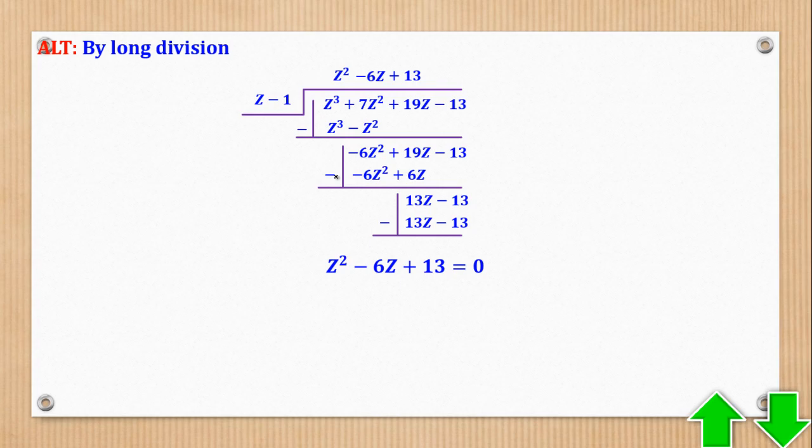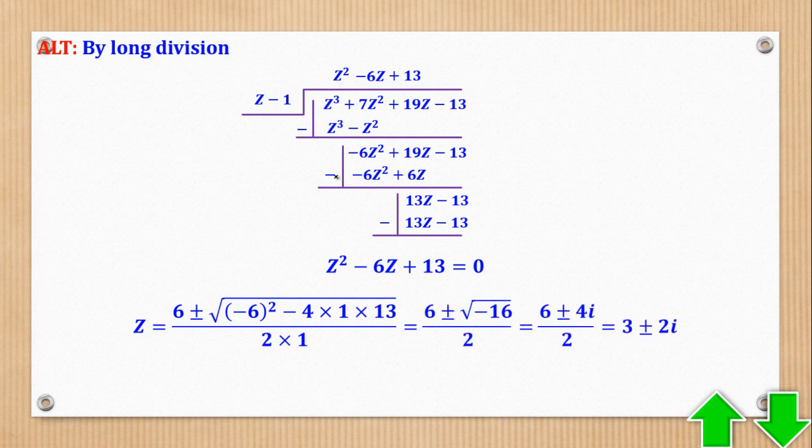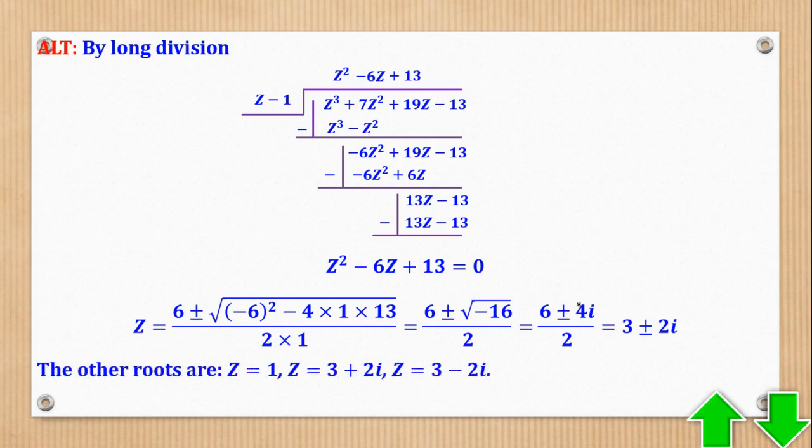Now what are the other roots for this? For the other roots you can use the quadratic formula. We prefer the quadratic formula because factorizing is not so easy. I think you will see even here we got complex roots. Therefore the other roots are z equal to 1, z equal to 3 plus i, and z equal to 3 minus i. And that's what they wanted in part A.